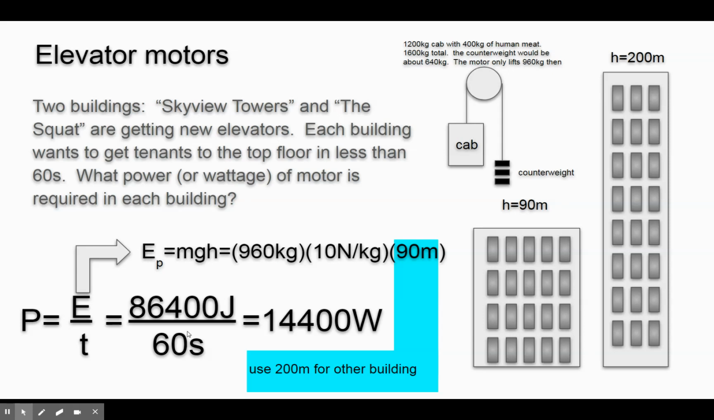Now, if you do that in 60 seconds, you get 14,400 watts. So the first building would need a 14.4 kilowatt motor. If you want to do the other building, you substitute in 200 meters and nothing else changes.